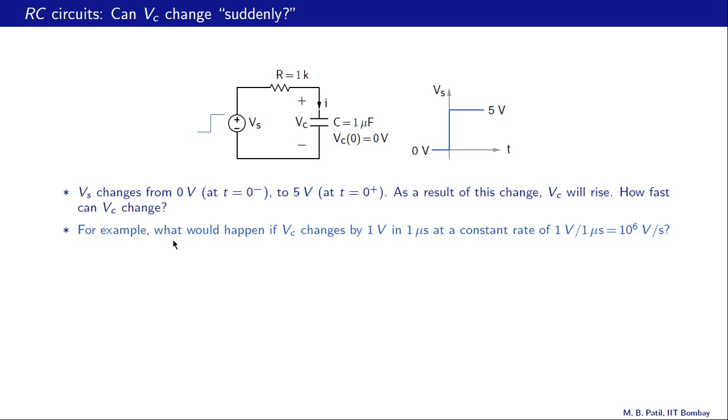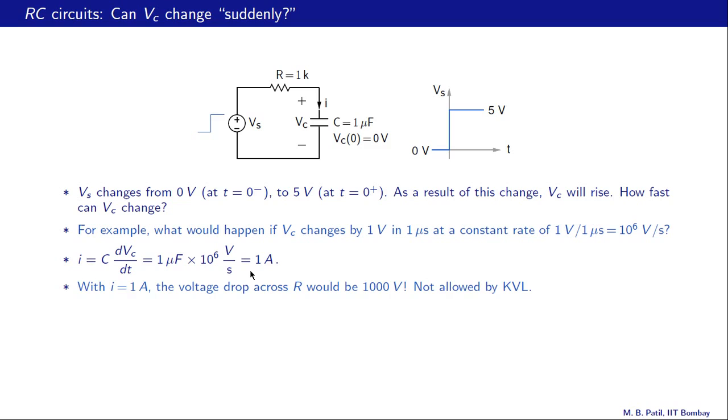For example, what would happen if Vc changes by 1 volt in 1 microsecond? And let us assume that this is happening at a constant rate, that is 1 volt divided by 1 microsecond, or 10 raised to 6 volts per second. Because of this dVc/dt, a capacitor current will flow, which is given by I equal to C dVc/dt. C is 1 microfarad and dVc/dt is 10 raised to 6 volts per second. So this product turns out to be 1 ampere.